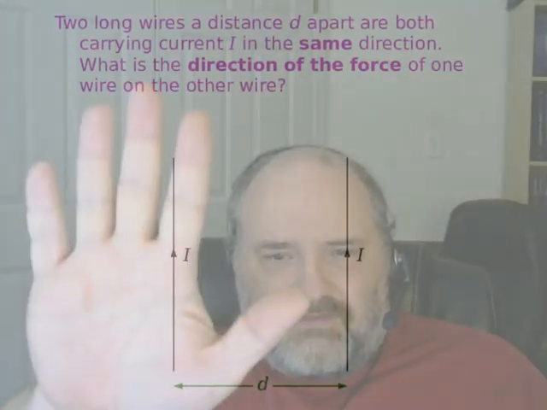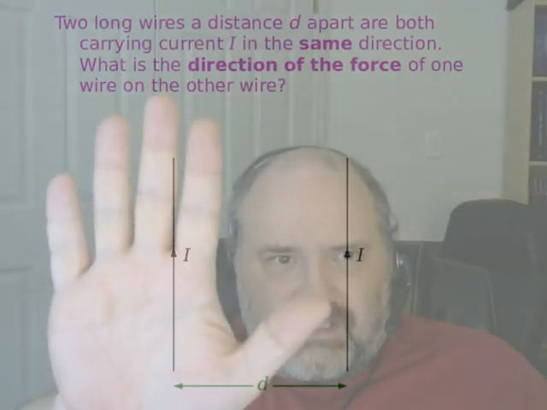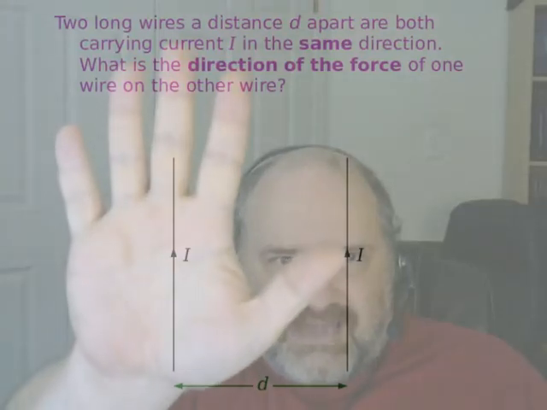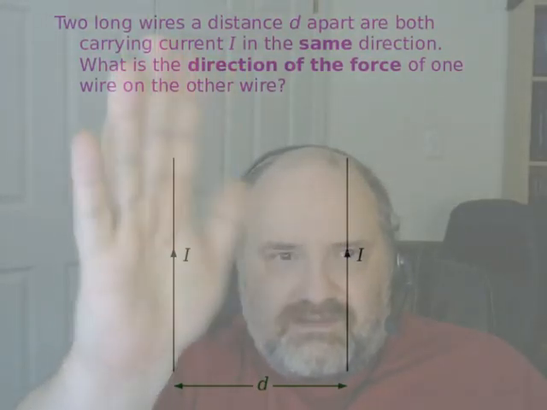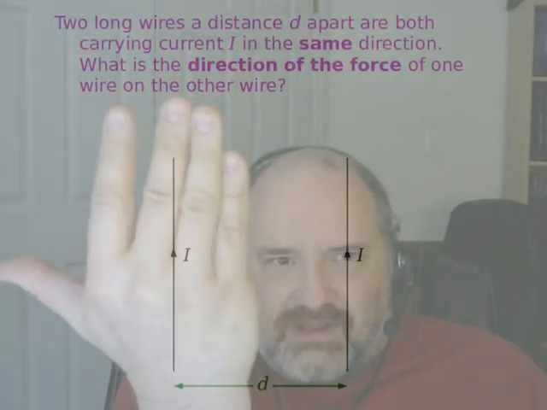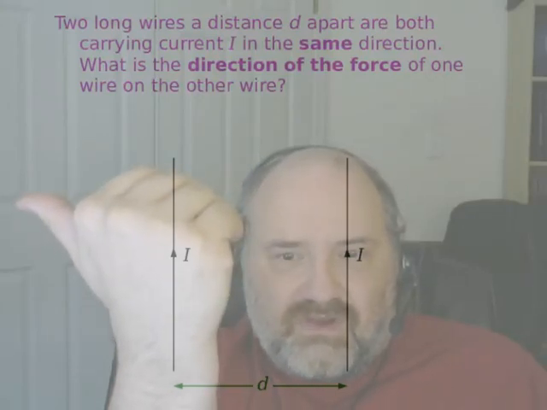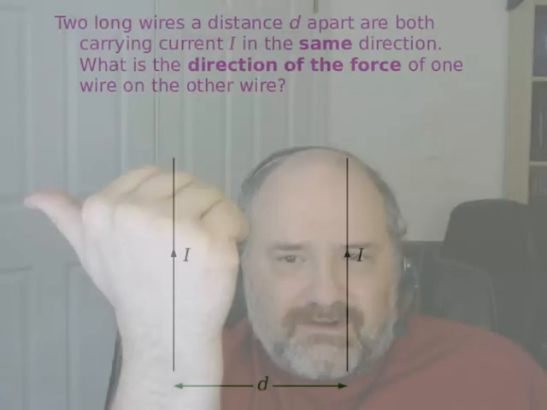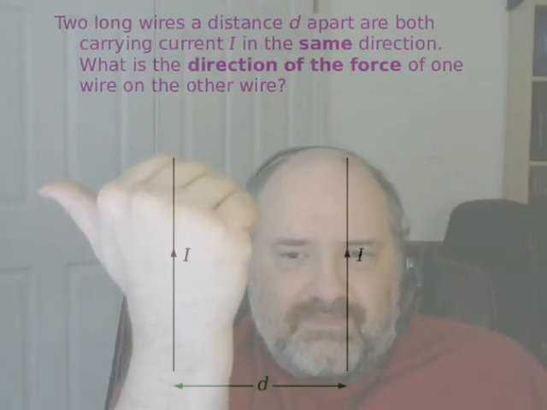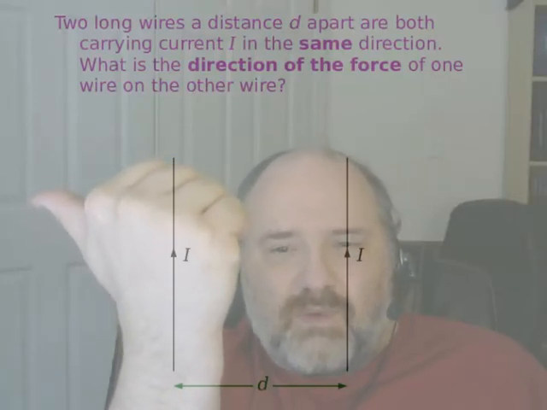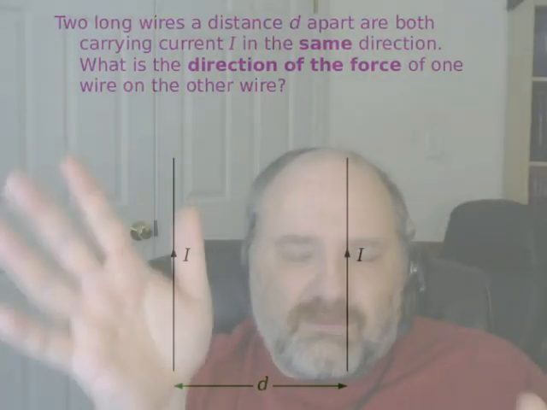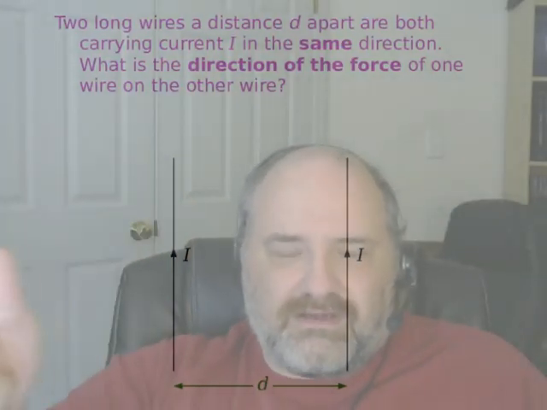So if I do IL cross B, the current is in that direction, up. And we decided that B was into the page, so I have to orient my hand like this so that when I bend my fingers, it goes into the page. Hey, look, the force is to the left. So these two wires will attract each other. So the force on the wire to the right is to the left. There's symmetry, but let's do the other one just to be sure.